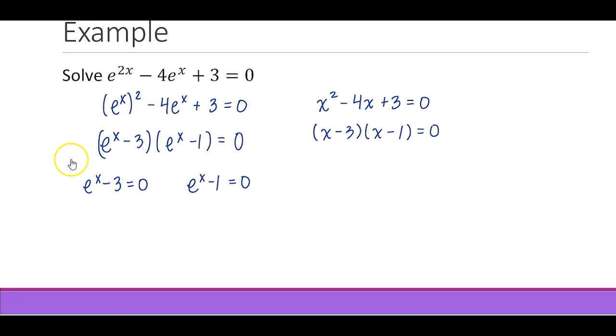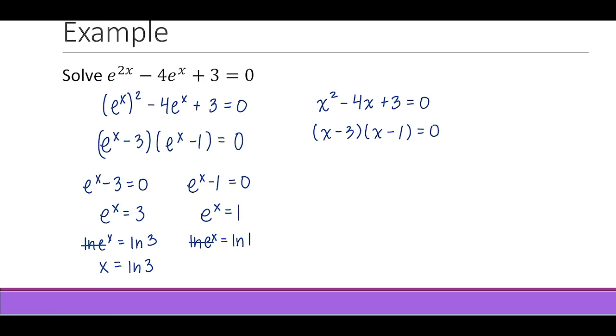So here, I would add the 3 to both sides. e^x = 3. Here, e^x = 1. And now, I'm going to take the natural log of both sides, because to get rid of e, I'm going to take the natural log of e^x and the natural log of 3. So I end up with just x = ln 3. And then same thing here, ln of e^x equals ln of 1. So I get x = ln 1.